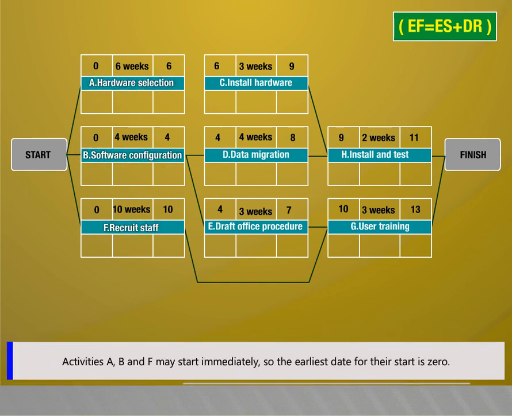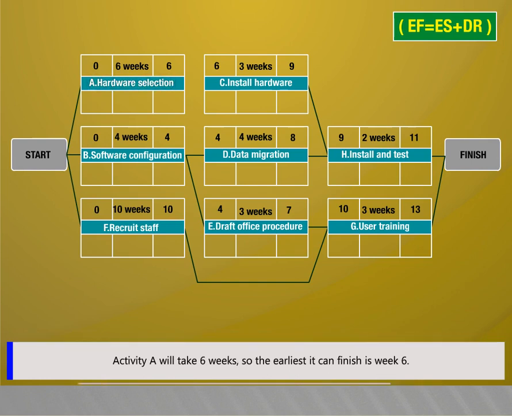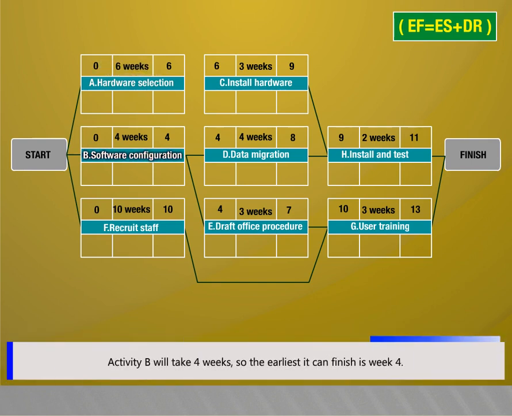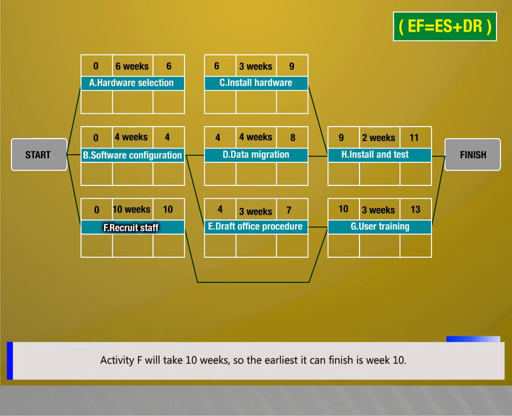Activities A, B, and F may start immediately, so the earliest date for their start is 0. Activity A will take 6 weeks, so the earliest it can finish is week 6. Activity B will take 4 weeks, so the earliest it can finish is week 4. Activity F will take 10 weeks, so the earliest it can finish is week 10.